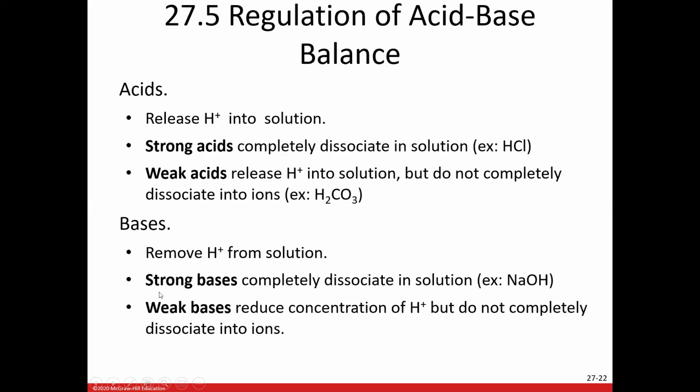Much like your acids, you have strong and weak versions. So your strong bases completely dissociate into the solution. They'll break into a cation component like sodium here, and then an anion component, which is called hydroxide. So hydroxide is an OH group, and that hydroxide has a negative charge overall. Then you have weak bases, which, much like your weak acids, only partially dissociate. So they are able to reduce the concentration of your hydrogen ions, but they don't, again, totally dissociate.